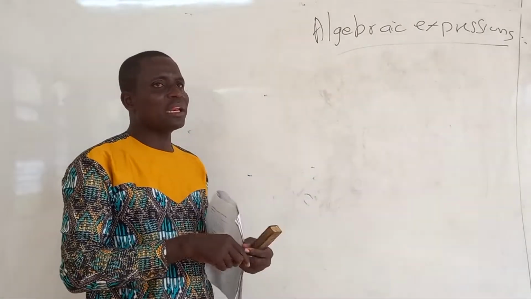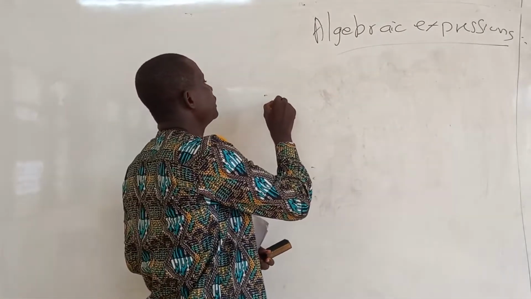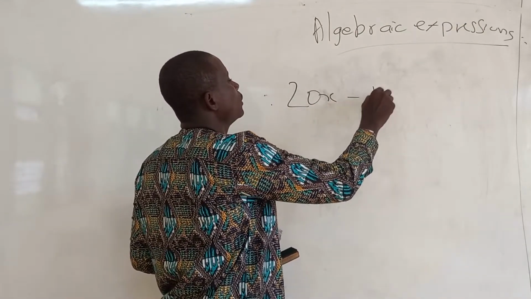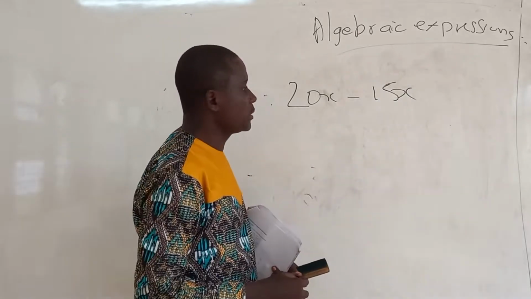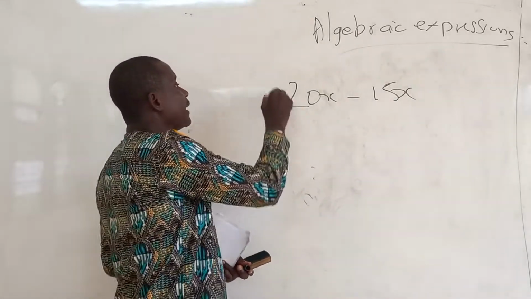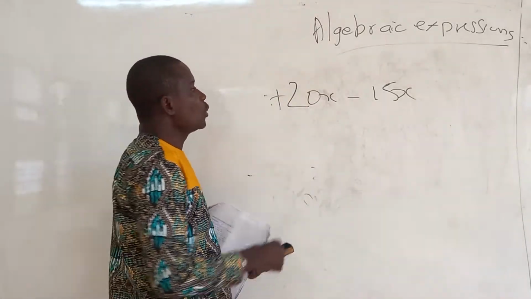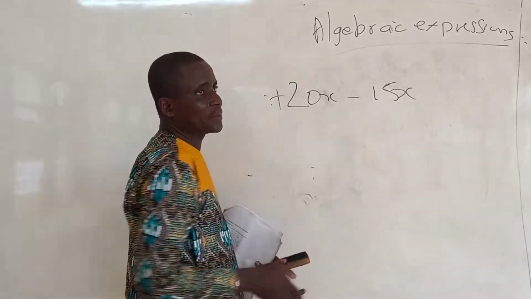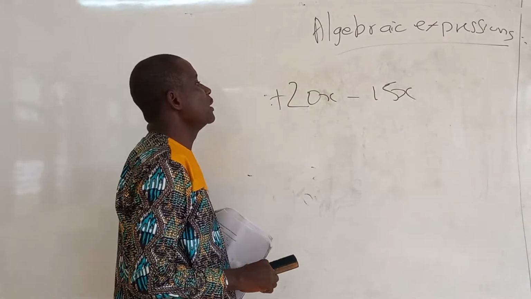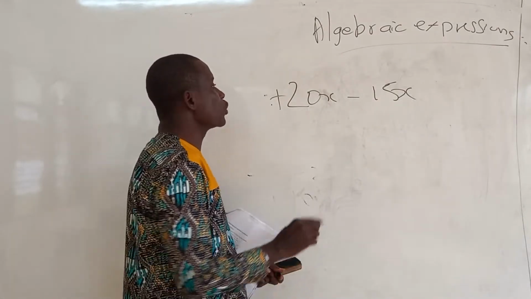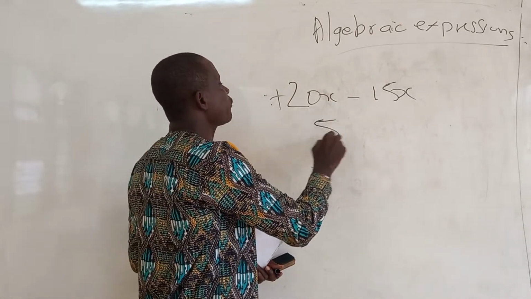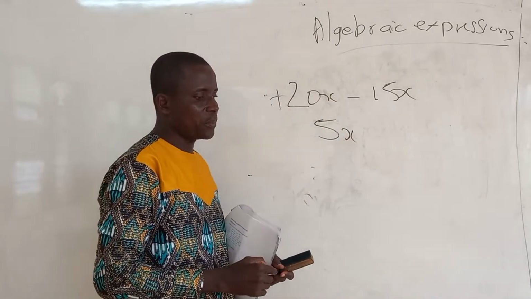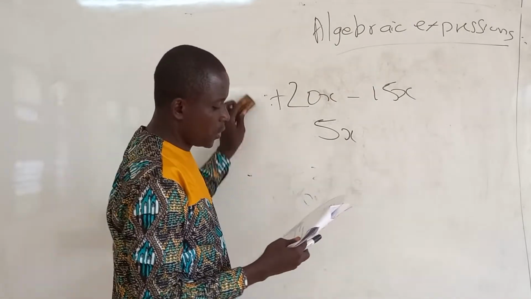Now, let's look at another one. If I'm having, let's say, 20x minus 15x, what is the answer? Remember that here is positive, so positive and negative are paired. I'm talking about the coefficient here. We are going to subtract the 15 from 20, and that will give you positive 5. Then I'll attach the x to it. Is that okay? Yes, that is how it is.